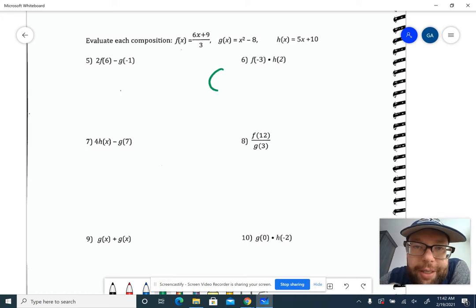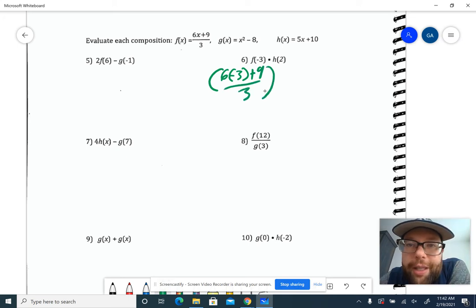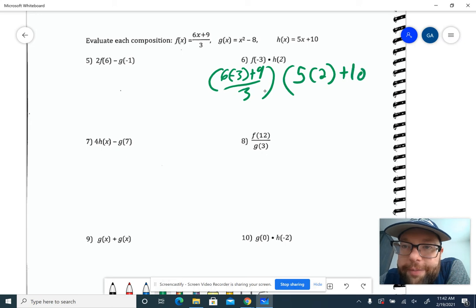Okay, so let's start with the f function. So this is the f function, right? So 6, and it just replaces the x. So 6 times -3 plus 9 over 3. And then that's going to multiply with h of 2. So that's right here. So I'm going to go 5 times 2 plus 10.